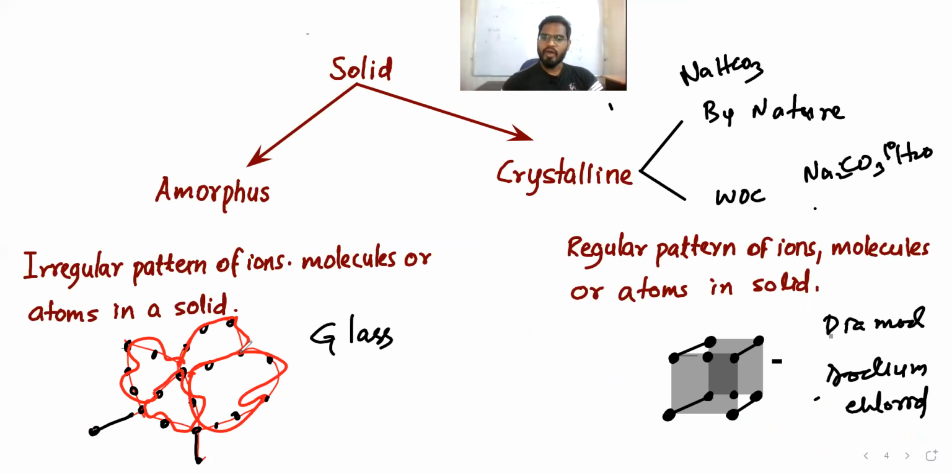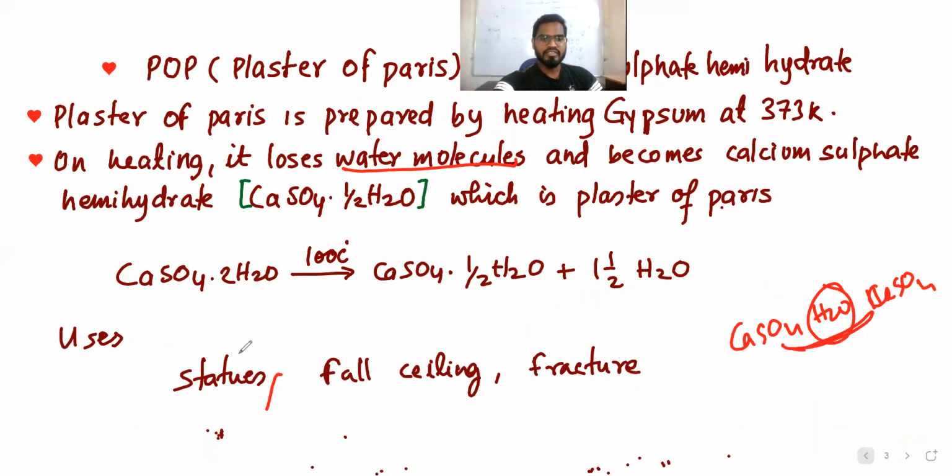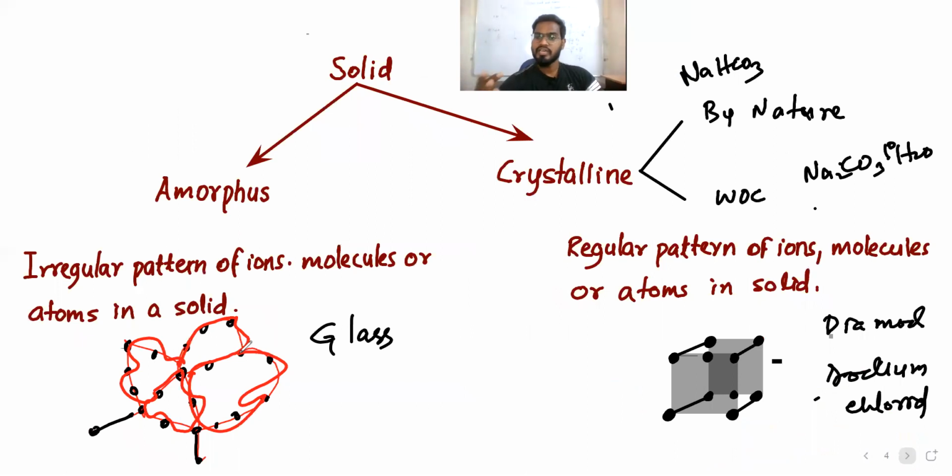But when you are adding water molecules: Na2CO3·10H2O, right? And then CaSO4·1/2 H2O. These compounds, if you add water to them, become crystalline. It means whenever you add water molecules to any compound, it becomes crystalline, right? So we can say a regular pattern of ions, molecules or atoms in a solid. Two types of crystalline are there: one is by nature, and one is by adding water.